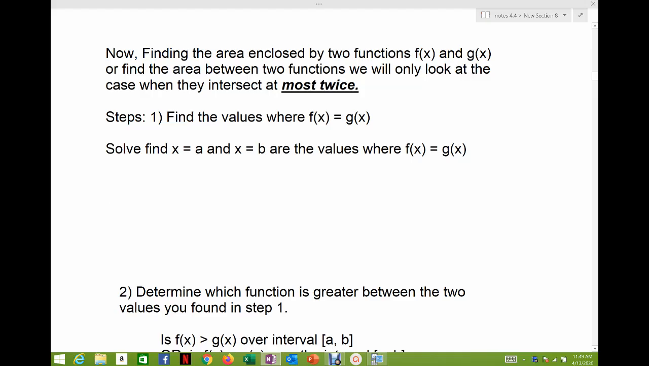All right, now we're going to look at finding area enclosed by. Enclosed means completely surrounded by two functions when they intersect at most 2 times. All right, so they're going to intersect twice. That's sort of the first step.